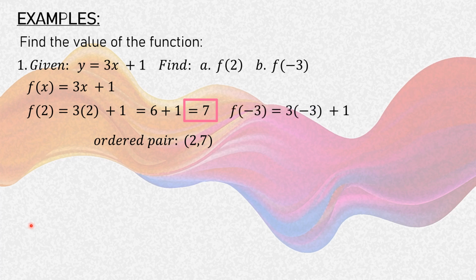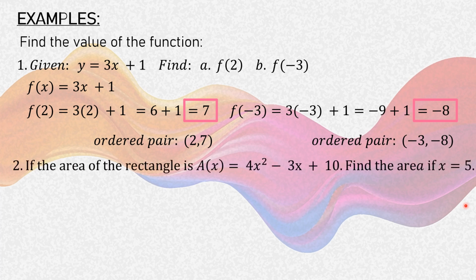Next is the function of negative 3. So that will become function of negative 3 equals 3 times negative 3 plus 1. Positive times negative is negative, so that will be negative 9 plus 1. And then kapag mag-a-add tayo or hahanapin natin ang sum ng negative and positive or magkaiba ng sign, we will subtract and then copy the sign of the bigger number. Therefore, negative 9 plus 1 is negative 8. So we have the ordered pair negative 3, negative 8.